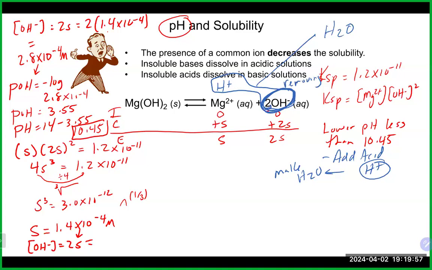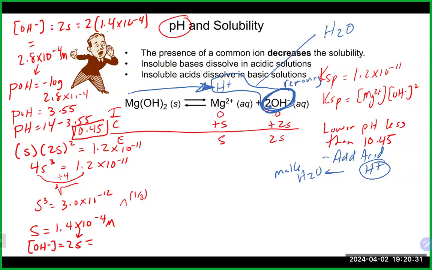And because it's removing my hydroxide from this equilibrium, Le Chatelier's principle is going to tell me it's going to shift which way, to the left or to the right? It's going to shift towards the side we're removing, which means it is going to shift to the right. And that means, will I have more solid or less solid in this case? I will have less solid. And that's what the first sentence up there says: insoluble bases will dissolve in acidic solution.